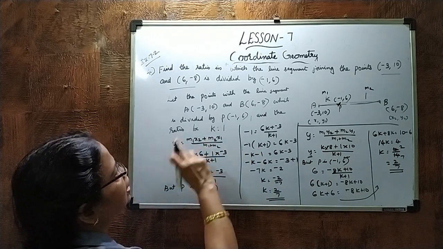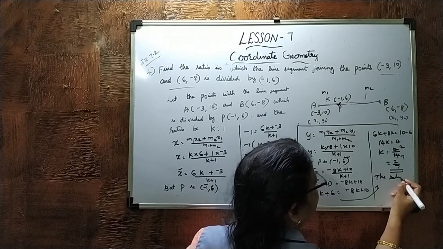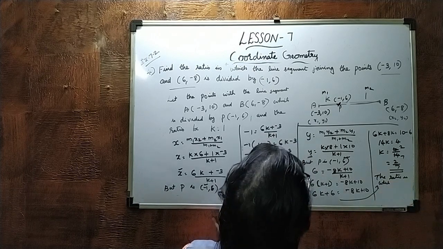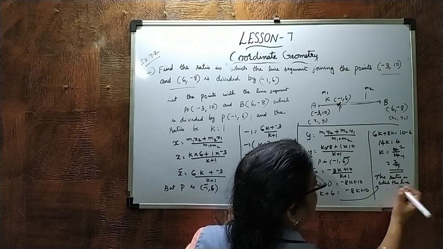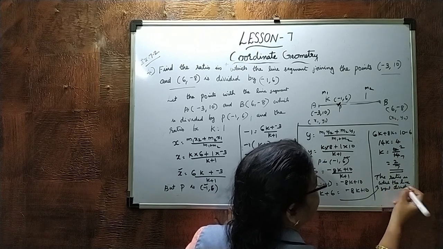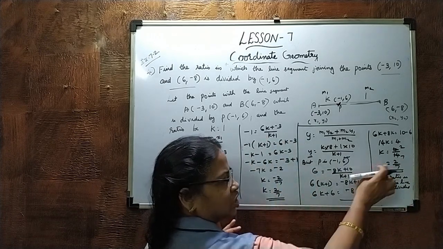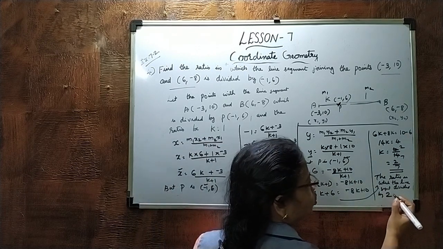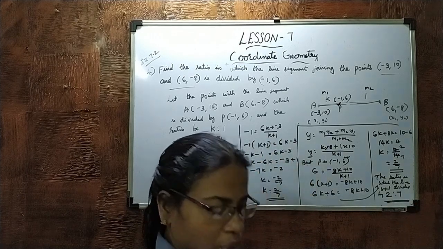So what can we say then? The ratio in which the line segment is divided, which is the ratio? 2 by 7. Both are 2 by 7. The value of K is 2 by 7. That means it is divided in the ratio 2 is to 7. You have to write that. Okay.